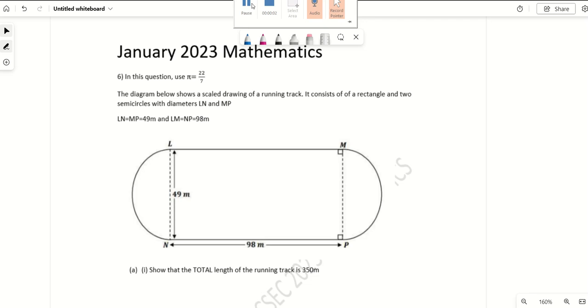So today we'll be doing January 2023, number 6. And number 6 is majorly shapes, answering shape type of questions, right? So let's read the question.